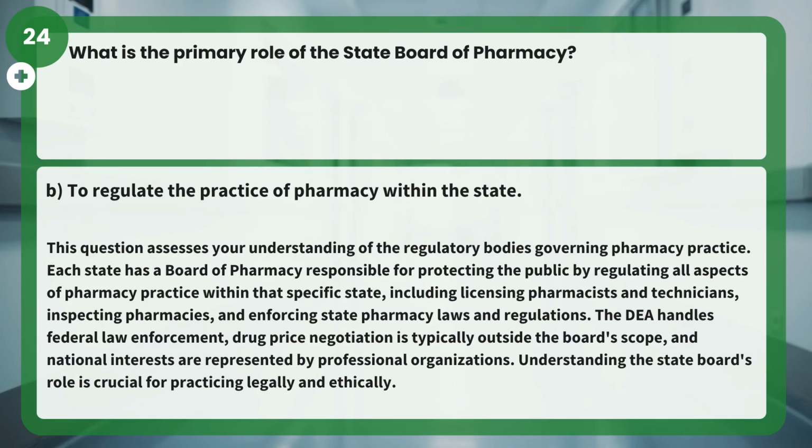Answer B. To regulate the practice of pharmacy within the state. This question assesses your understanding of the regulatory bodies governing pharmacy practice. Each state has a board of pharmacy responsible for protecting the public by regulating all aspects of pharmacy practice within that specific state, including licensing pharmacists and technicians, inspecting pharmacies, and enforcing state pharmacy laws and regulations. The DEA handles federal law enforcement. Drug price negotiation is typically outside the board's scope, and national interests are represented by professional organizations. Understanding the state board's role is crucial for practicing legally and ethically.